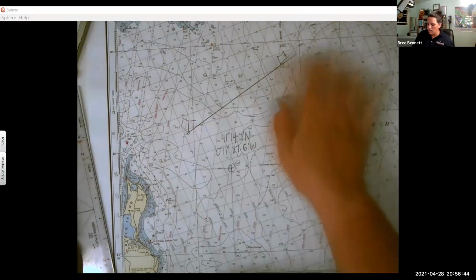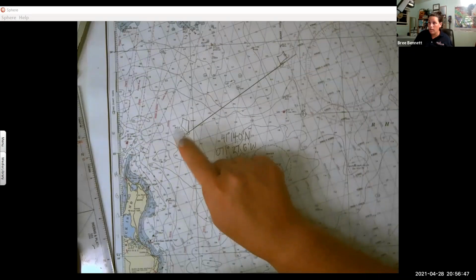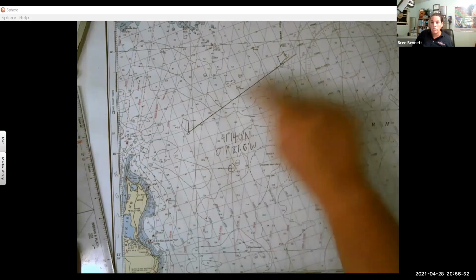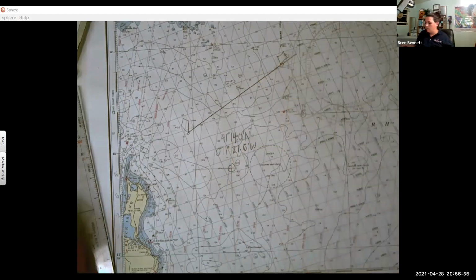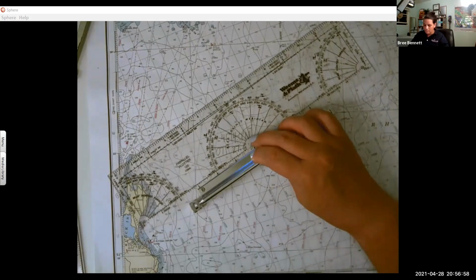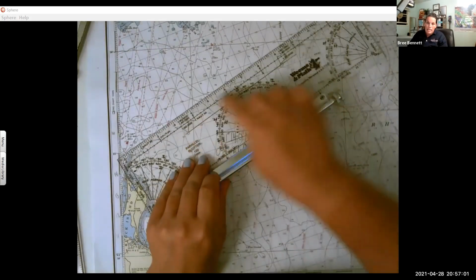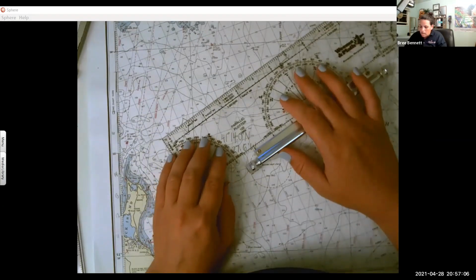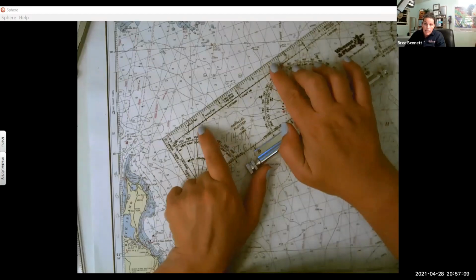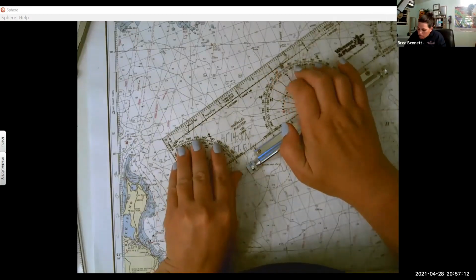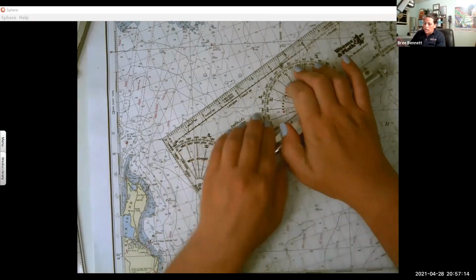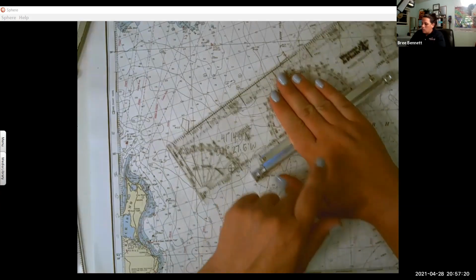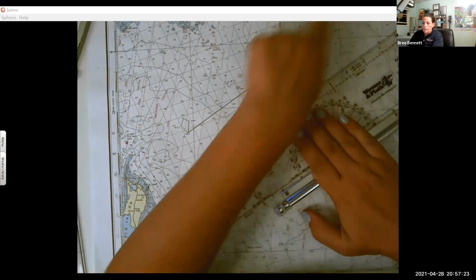So if I am going from point A to point B, going in this direction, I want to measure the angle of this course. So let's start with our roll plotter. Again, I'm using that black line and measuring it exactly on the line that I just drew. So I line it up on the line that I just drew, and then I'm going to push down on that metal part, and I'm going to see where it crosses my compass rose.